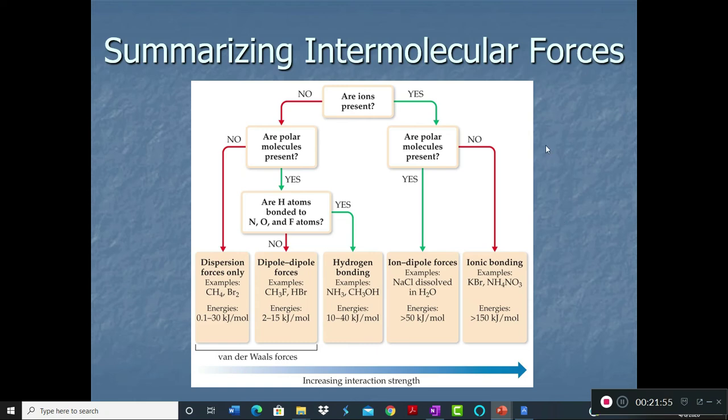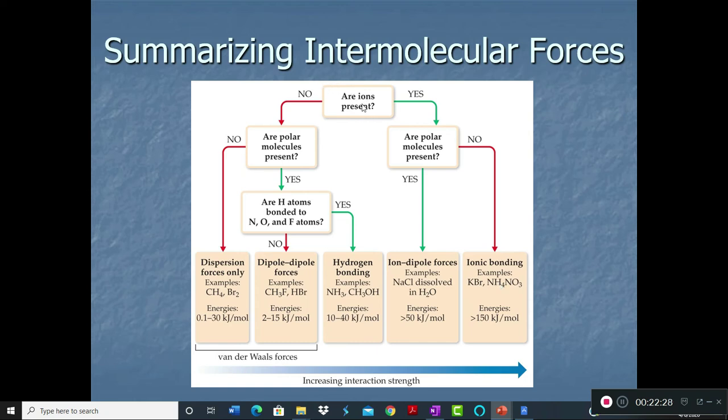It is a way to walk through and figure out what type of forces you have. You ask yourself first off, are there ions? If there are ions, then you're going to have either ion-dipole or just simple ionic bonding. Are you talking about an attraction between an ion and a polar molecule? If so, that's going to be ion-dipole. If you're just talking about the ions in general, then the charges are being attracted to one another. That's ionic bonding.